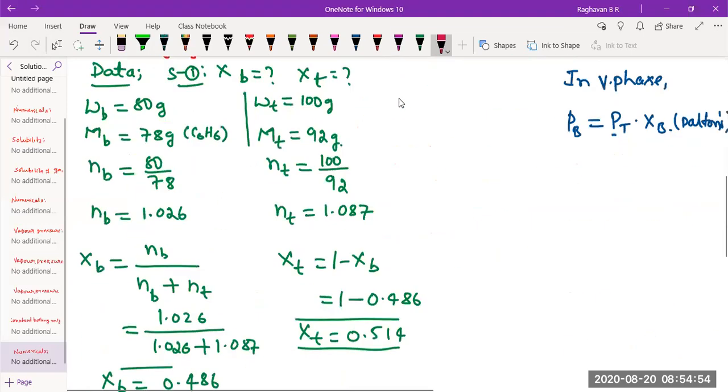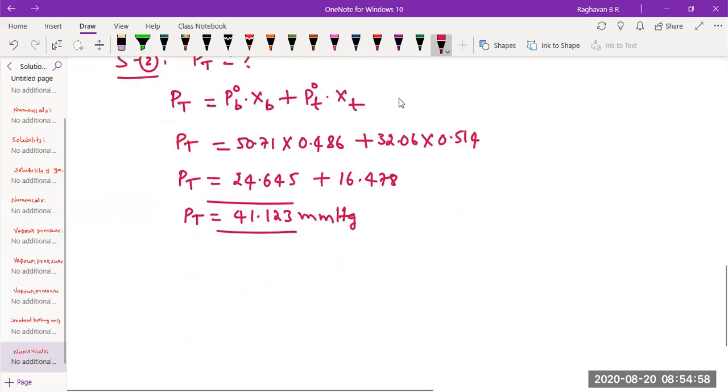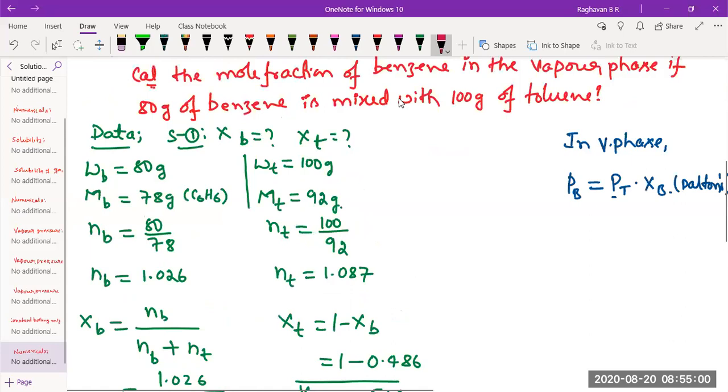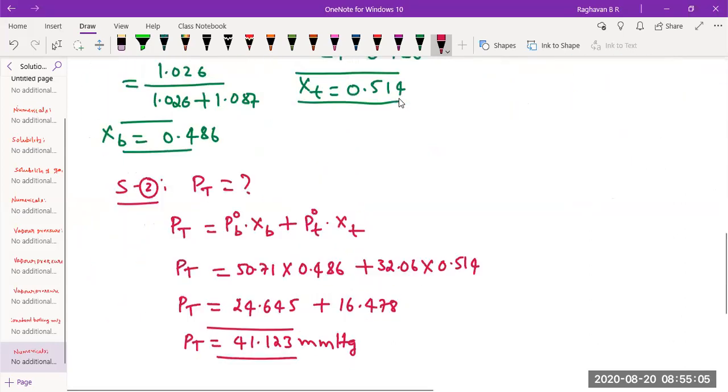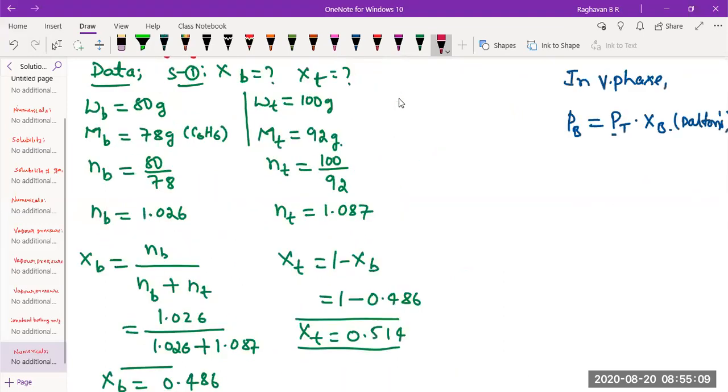We know P total now, and XB is also known, right? So this PB can be obtained. This is fine, not a problem. So we'll proceed to the third step. Now this XB, since it is the mole fraction of benzene in the vapor phase, we'll give a slightly different notation for that.